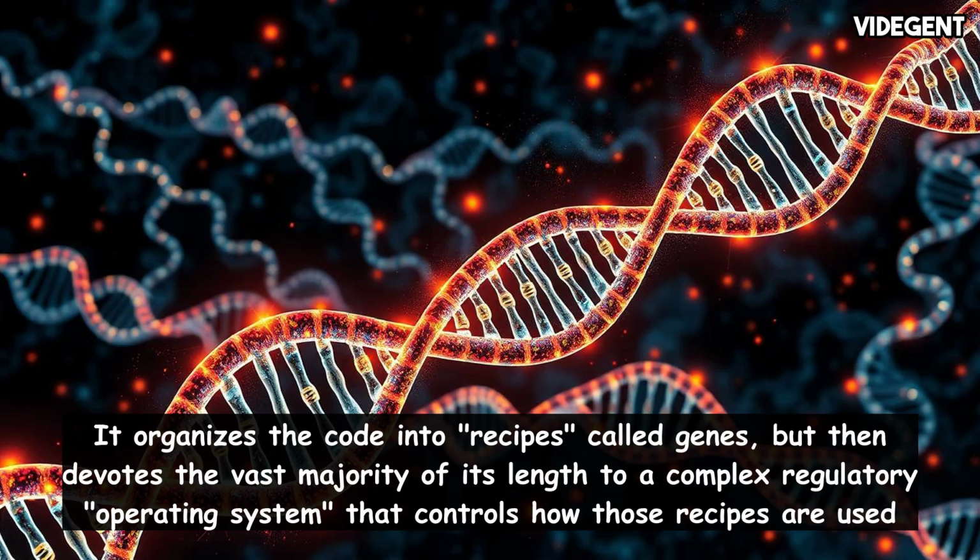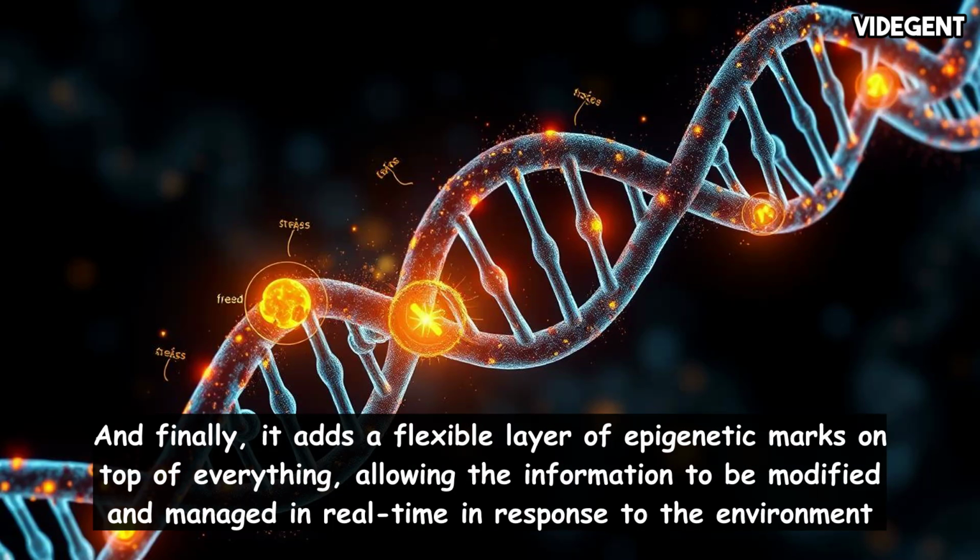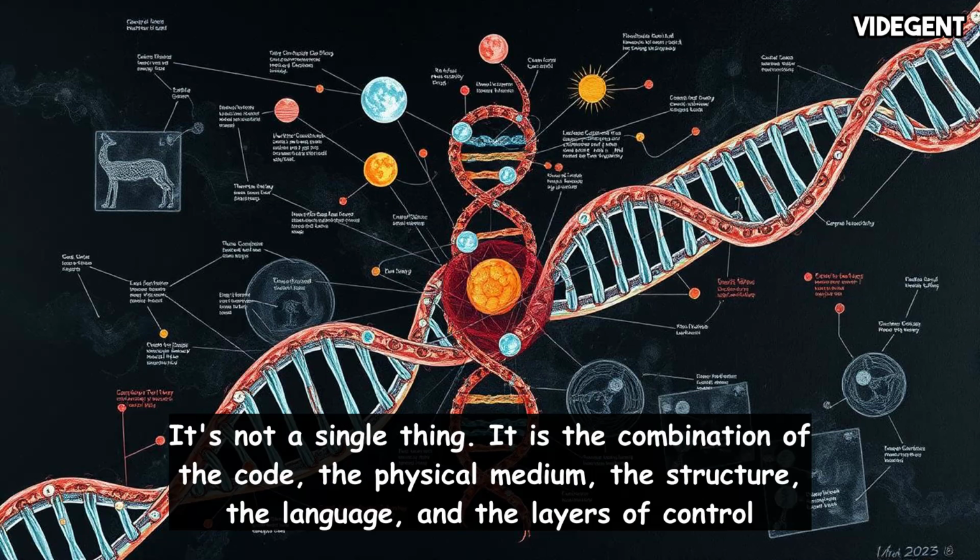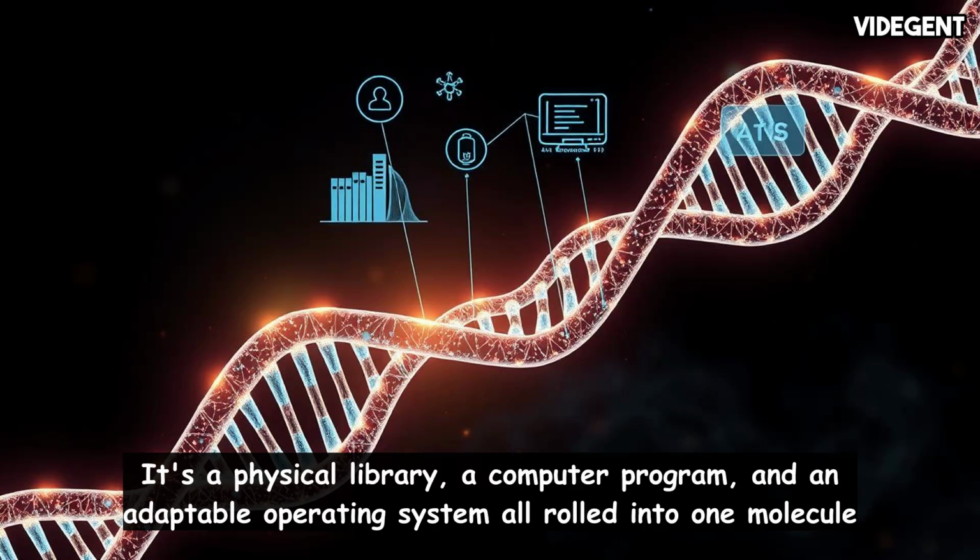It organizes the code into recipes, called genes, but then devotes the vast majority of its length to a complex regulatory operating system that controls how those recipes are used. And finally, it adds a flexible layer of epigenetic marks on top of everything, allowing the information to be modified and managed in real time in response to the environment. It's not a single thing. It is the combination of the code, the physical medium, the structure, the language, and the layers of control. It's a physical library, a computer program, and an adaptable operating system all rolled into one molecule.